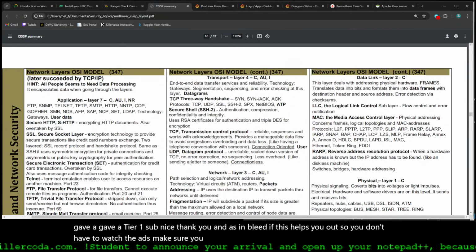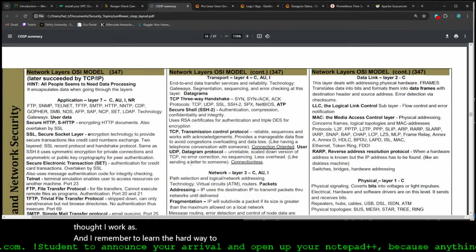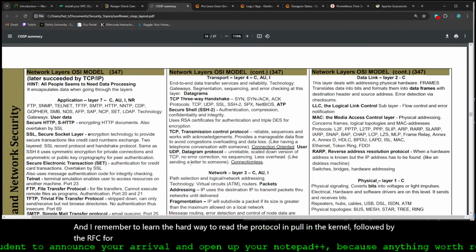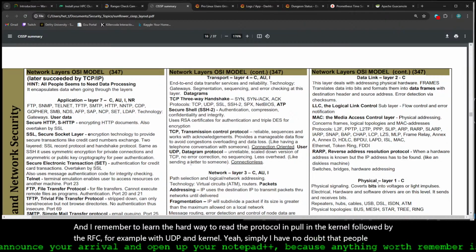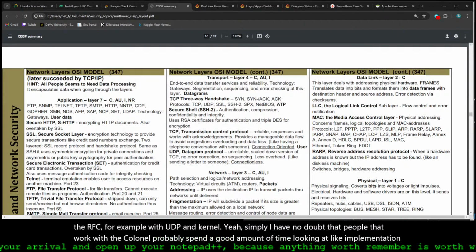Just remember, I thought I work as a kernel dev, and I remember to learn the hard way to read the protocol implementation in the kernel, followed by the RFC, for example, with UDP and kernel. Yeah, Sinbleed, I have no doubt that people that work with the kernel probably spend a good amount of time looking at implementation of stuff.